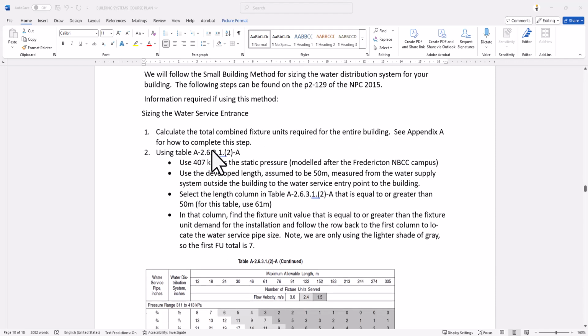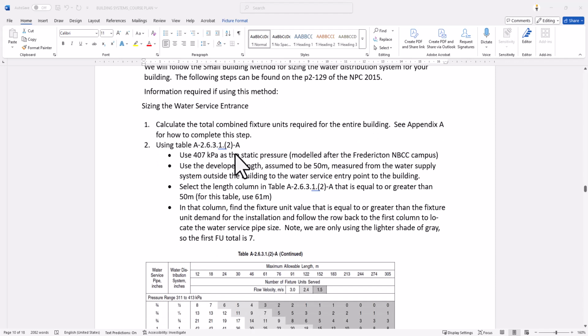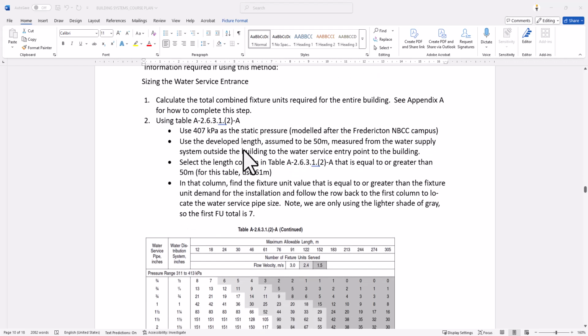So we go back to the assignment instructions. All right, so once we have our total, we're going to use table A-2.6.3.12-A. You don't have to go look for it. I have a copy right here below. So what we're going to do is size, again, that's our total connection piping to our building. So we're going to use 407 kPa, right?